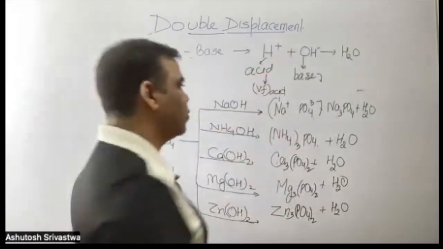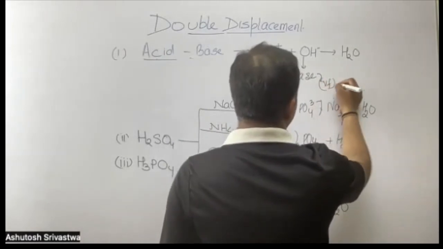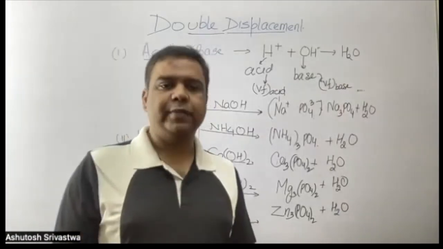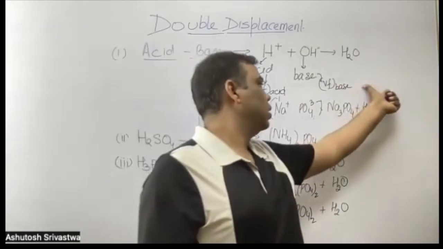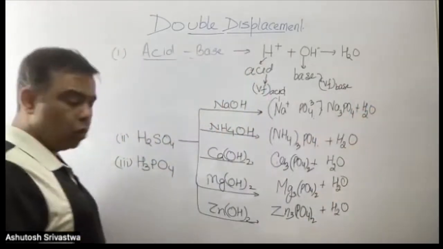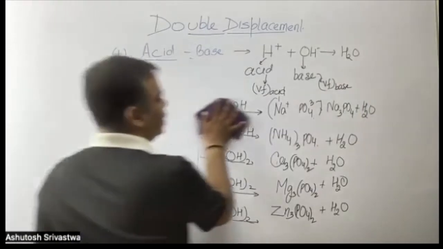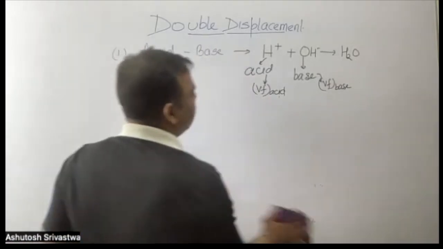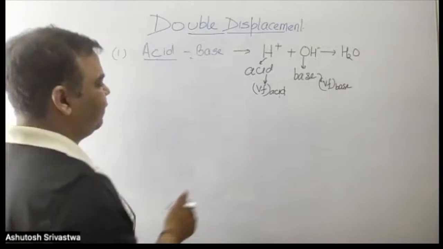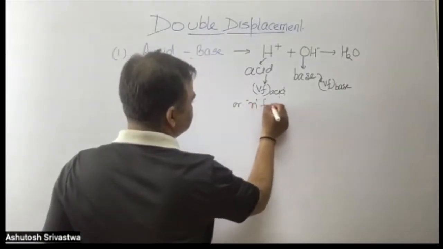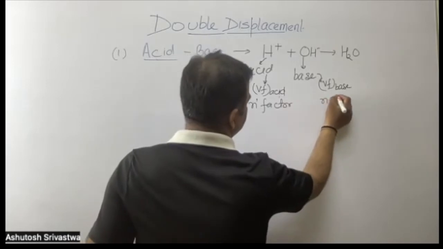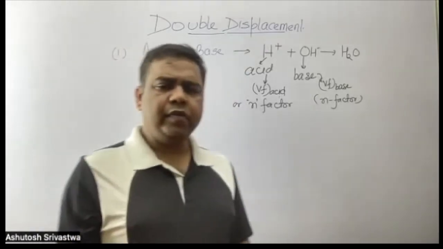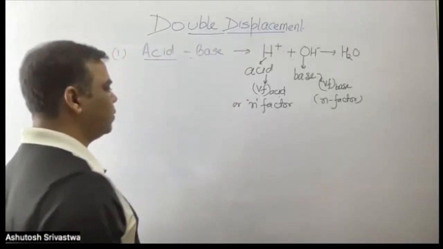The second part is OH minus. Suppose I write VF, valency factor of the base. VF means valency factor. It is important when we talk about equivalent weight, molecular weight, moles and equivalents. So first, let us try to calculate the valency factor, or the N factor. It's a general term. We will now understand.